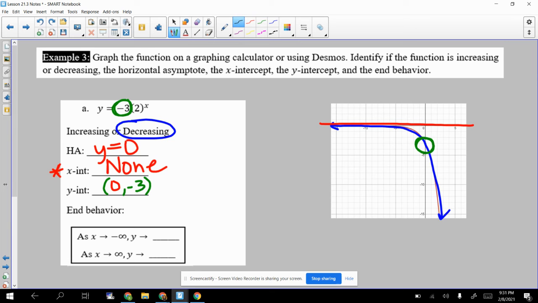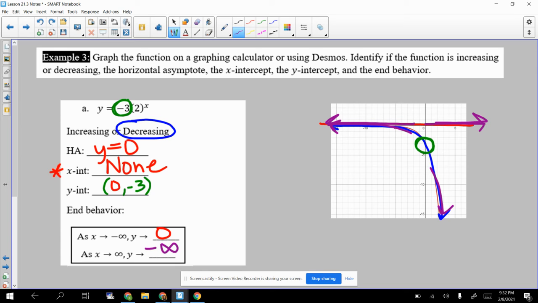And then your end behavior is just like we were doing. As we move to the left, what's happening? It's approaching that asymptote, so it's approaching 0. And as we move to the right, what's happening? Well, it's going downward, so -infinity. Okay, so we're putting all of those key pieces of information together.